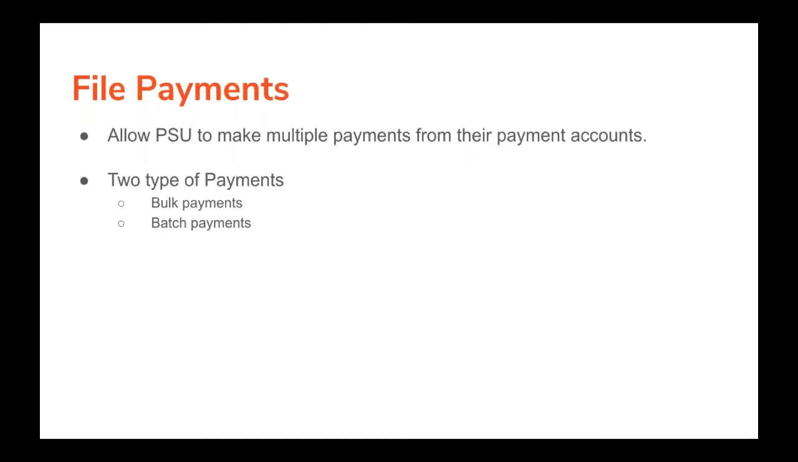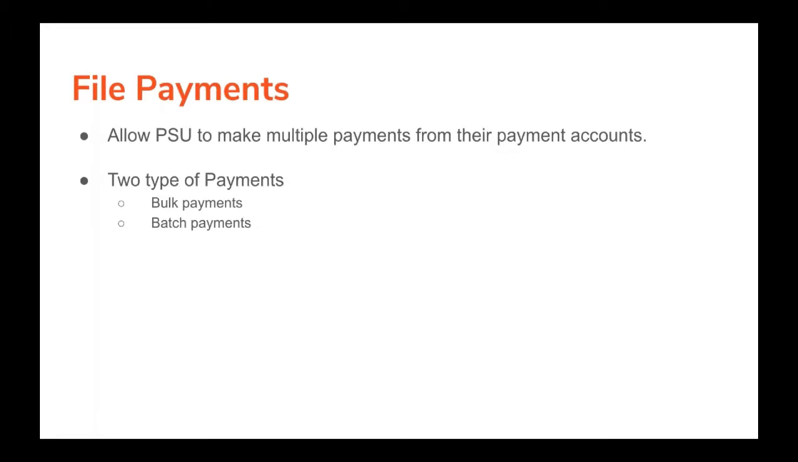The file payments actually allow multiple payments to be done in a single instruction. The transaction details are received by the ASPSP in the form of a file, and there are basically two types of payments that we can identify here. The first one is bulk payments. A bulk payment is a group of payments to be paid to multiple credit accounts from the same debit account on the same day.